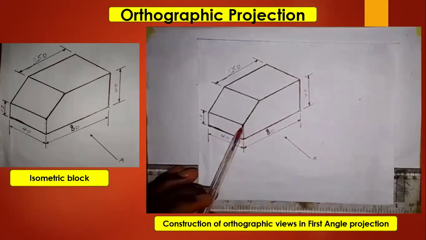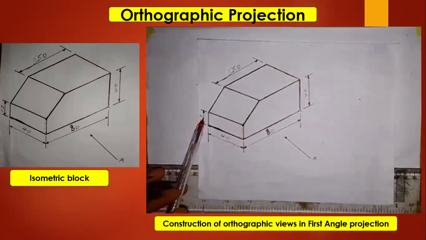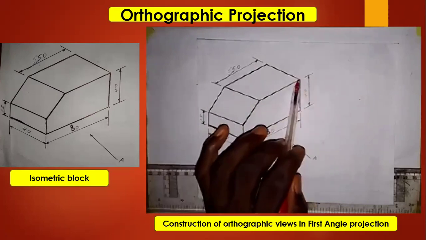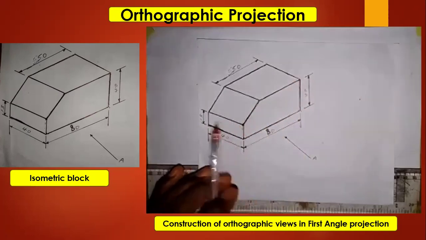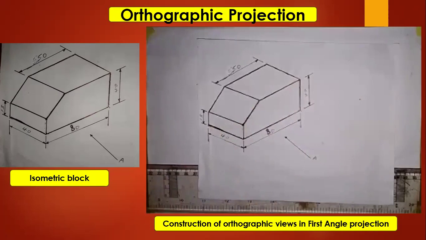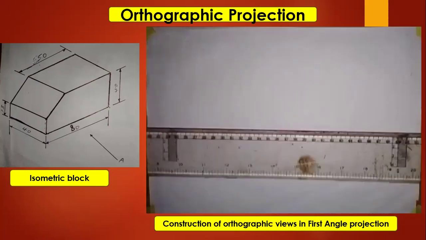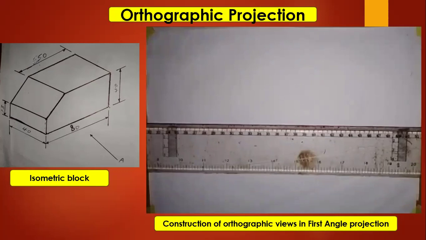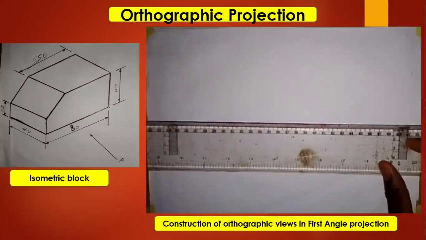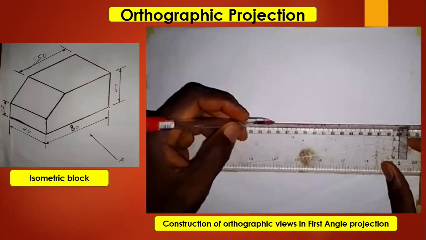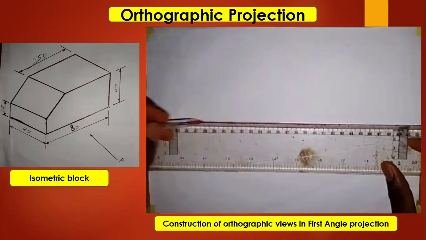Also, distance from here to here is 15 millimeters, which is 1.5 centimeters. Also, distance from here to here is 50 millimeters, which is 5 centimeters. Now, let's produce the front elevation and see how I'm going to construct it. Let's go. Now, what we need to do first, as we did for the previous one that we worked together, is to draw a horizontal line. So we draw a horizontal line like this.